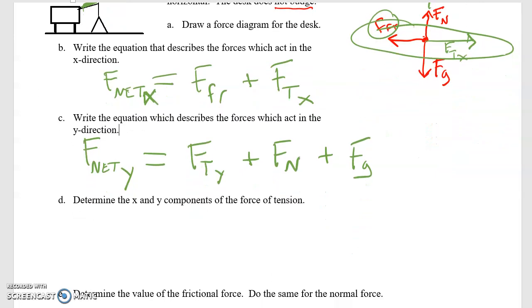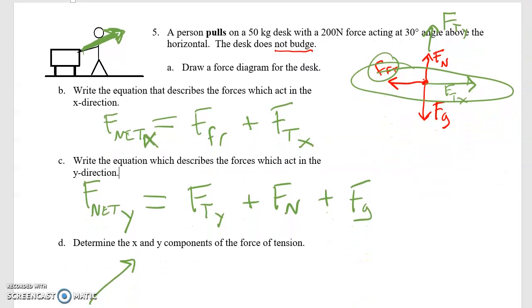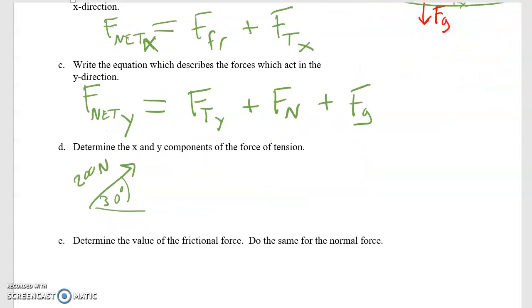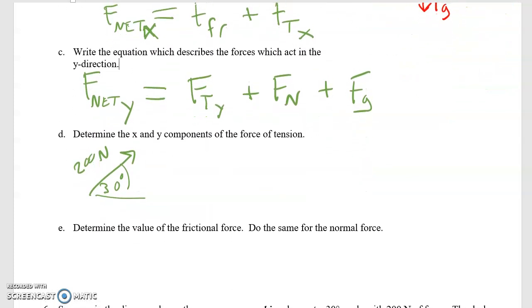And then we're gonna come down here a little bit. Now it says determine the x and y components of the force of tension. So now you can go back and do the math that you probably already thought about. What do we know? They have a 200 Newton force acting at 30 degrees above the horizontal. So you can do your SOHCAHTOA here and get that all worked out. Please do that now. Then you can figure out what's going on for these. You have to solve them.